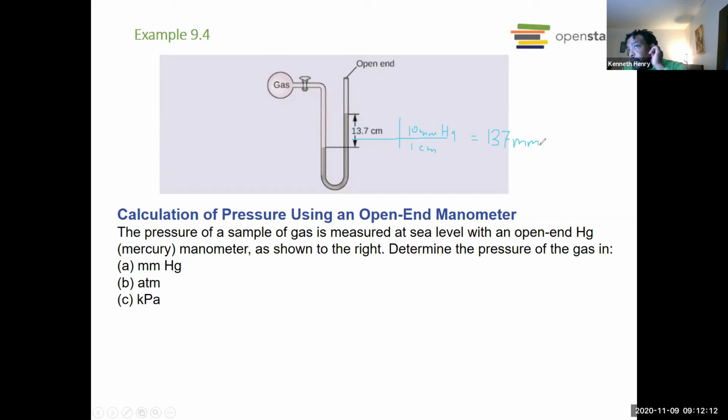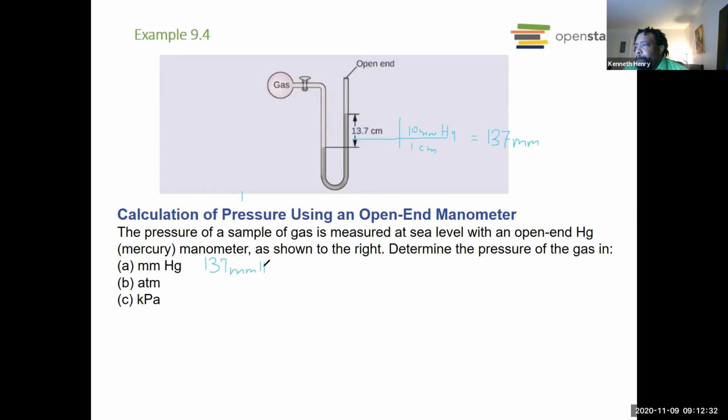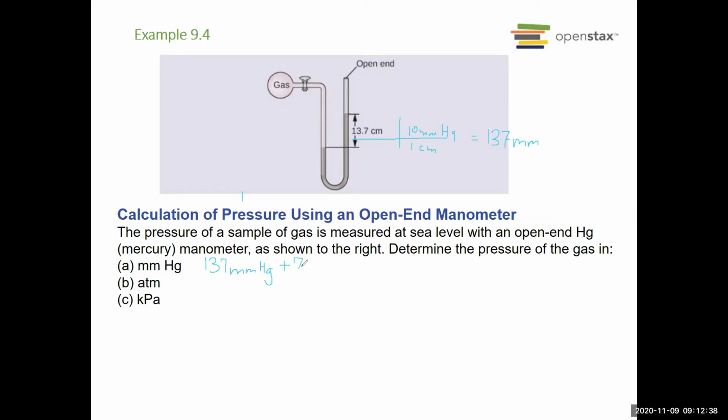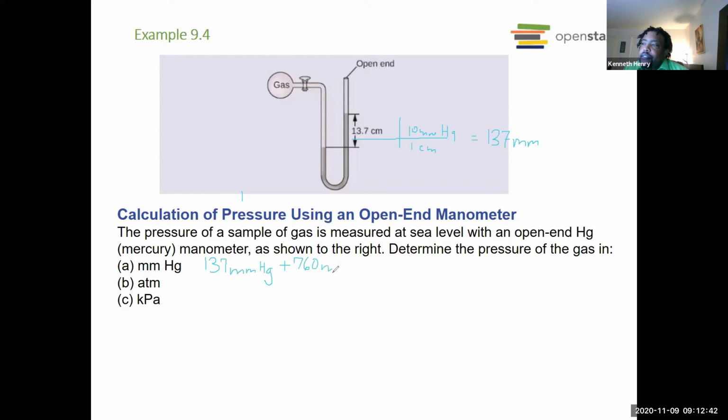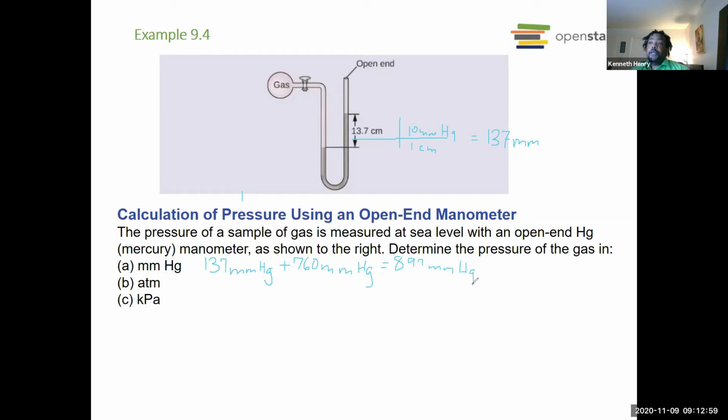And Kayla, you said 1 atmosphere is equal to how many millimeters of mercury? Christian. Yeah. 1 atmosphere is equal to how many millimeters of mercury? 760. 760 millimeters of mercury. Okay, so now I have it in millimeters of mercury.